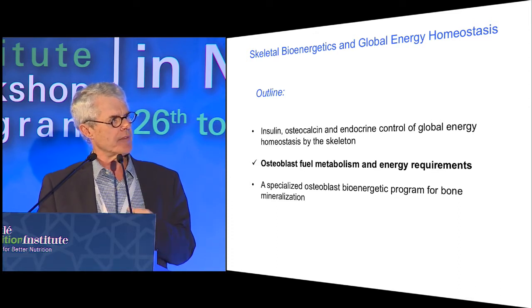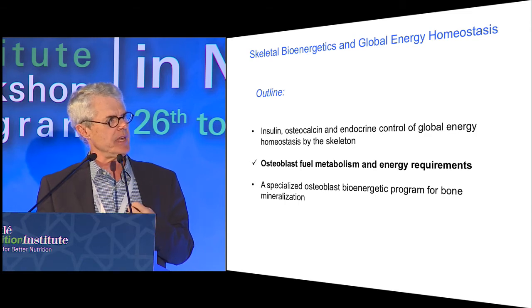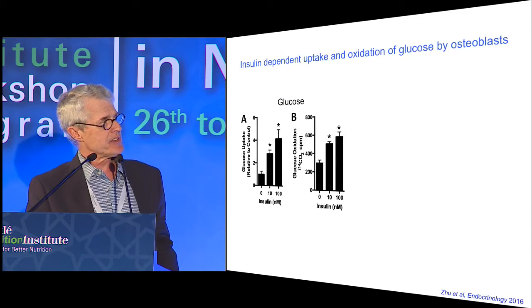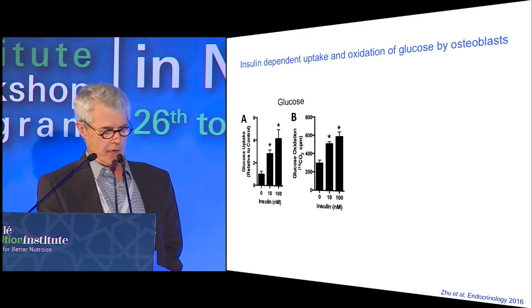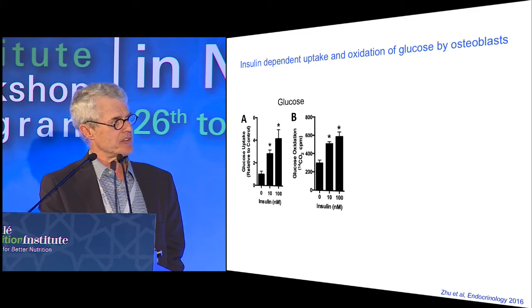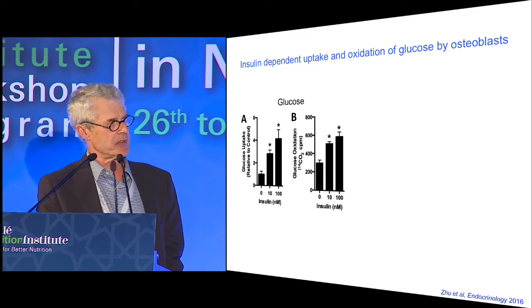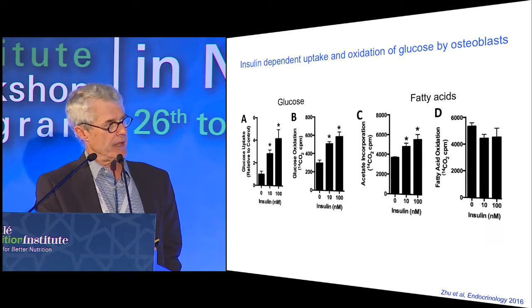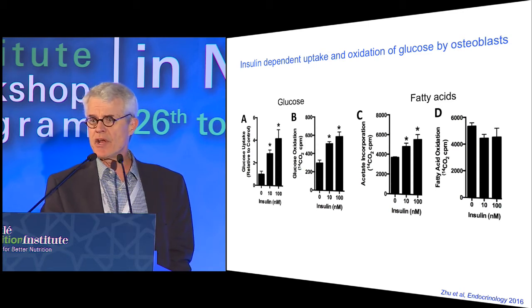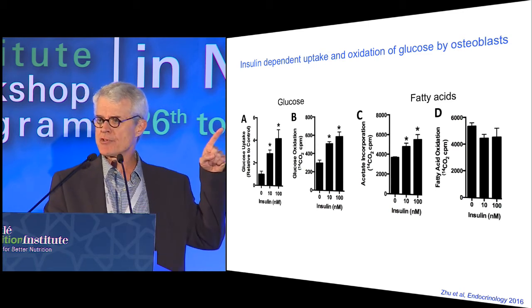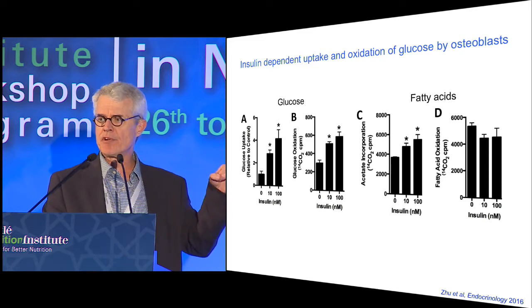And so we started to look at what fuel osteoblasts need and how it's regulated. And obviously the first thing we looked at was glucose, because that made the most sense. And we found that like other cells, like muscle and fat, insulin stimulates the uptake of glucose and its oxidation. These are osteoblasts in culture. Interestingly, insulin stimulated the uptake of fatty acids, but not its oxidation. I'll come back to that, because fatty acids are used by osteoblasts, but they're regulated through a different mechanism.